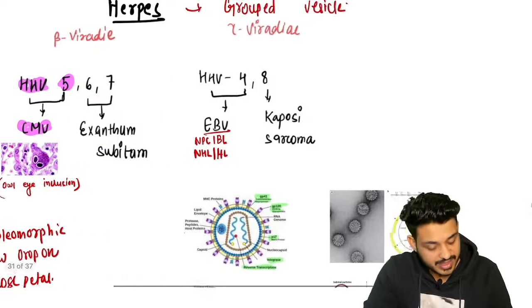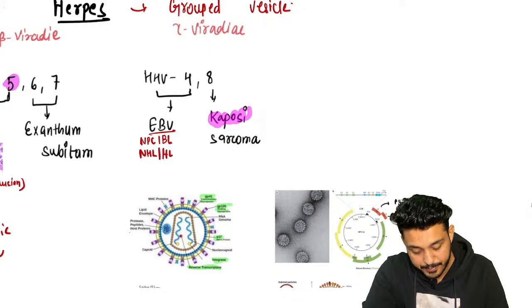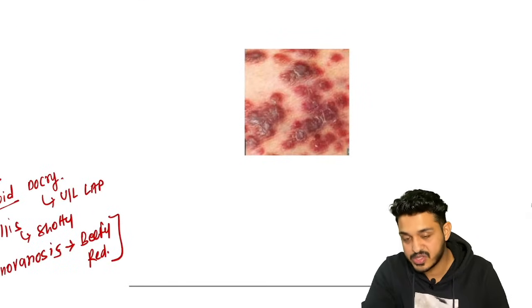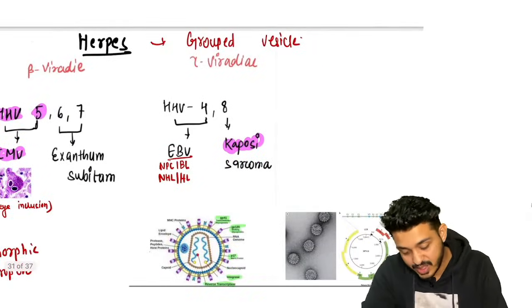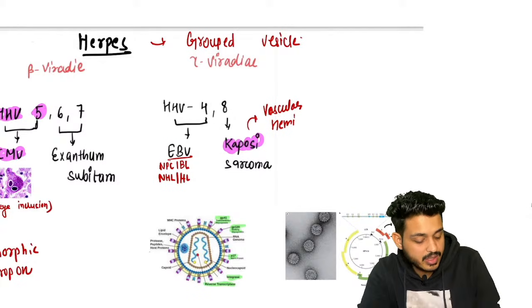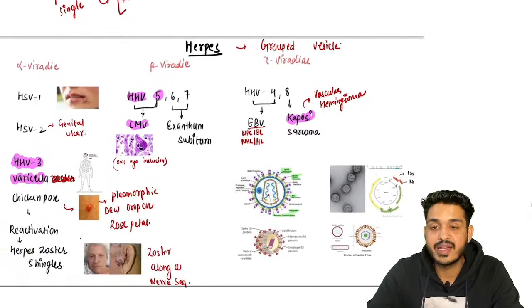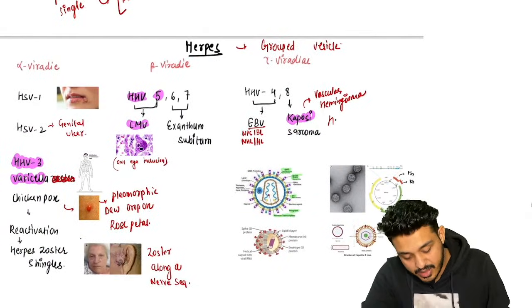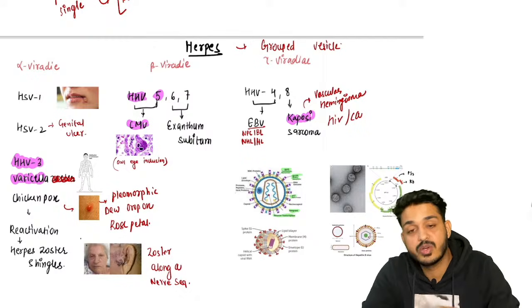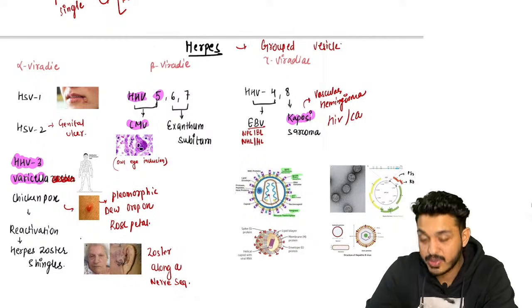Exanthum subitum, and HHV 8 was your last exam question, which is also known as what? Kaposi sarcoma, where you will be having this type of lesions on the body, on the mucosa. This is a vascular hemangioma, or a vascular lesion that you will be finding association with HIV, association with certain cancer or immunodeficiency state, right? This is the most common thing you can appreciate. This is going to be HHV8.